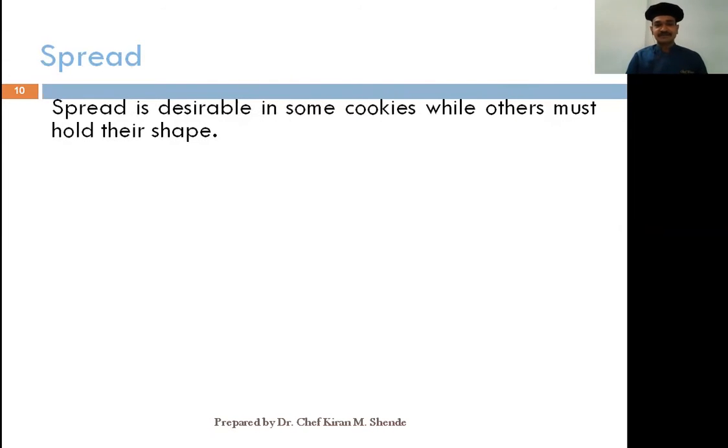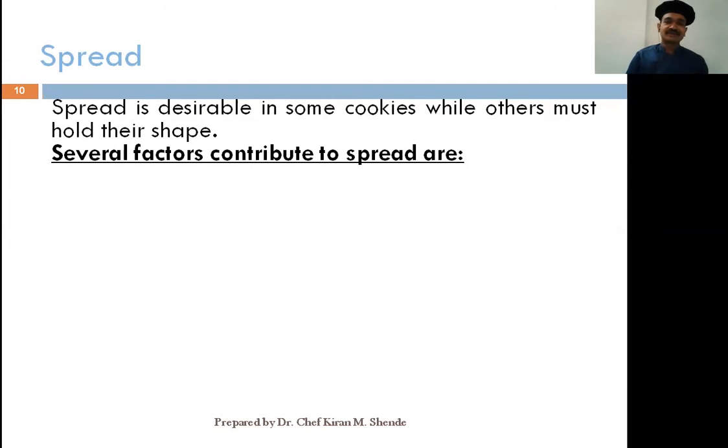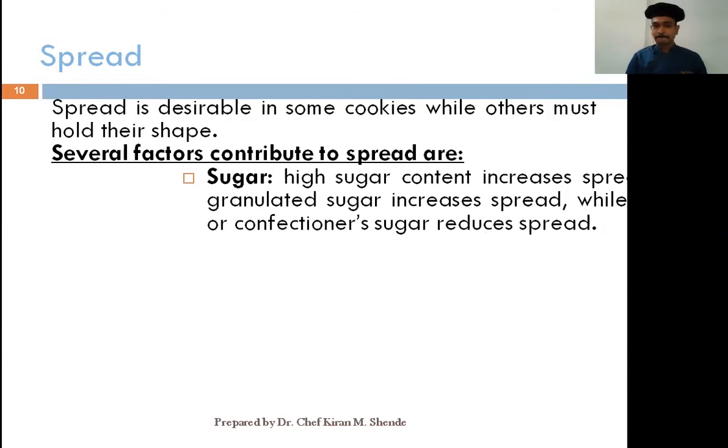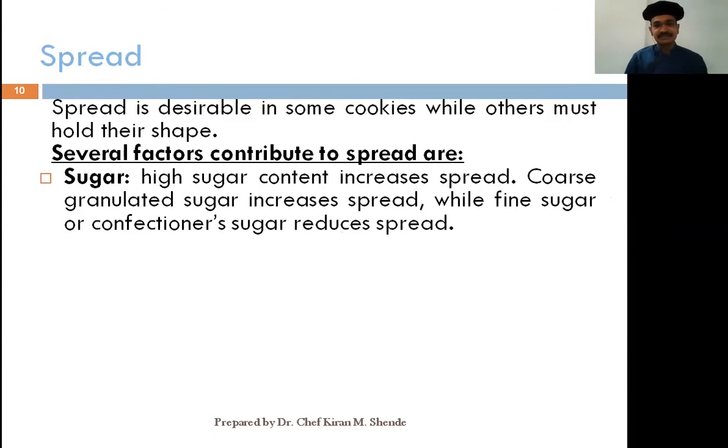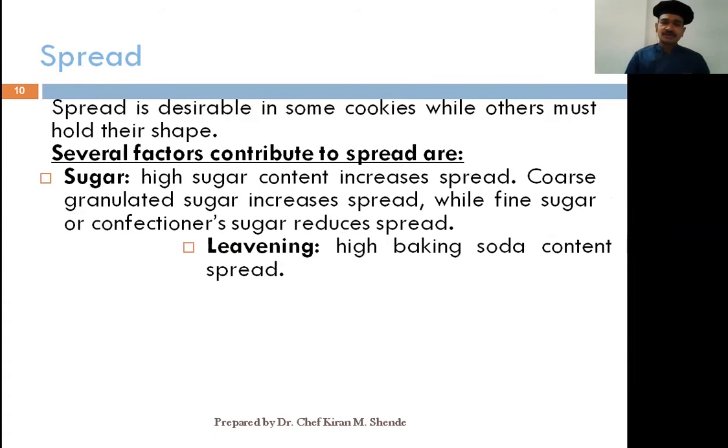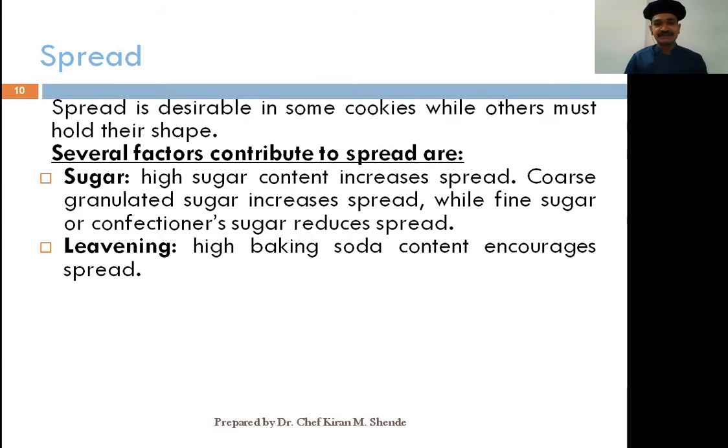The last characteristic of a cookie is spread. Now there are various desirable spreads; some cookies don't have a spread. So it depends upon how you want that cookie to be. Several factors contribute to spread. Sugar: high sugar content increases the spread. For example, if you use a granulated sugar, it will increase the spread. If you use sugars like castor sugar or a superfine sugar, it will decrease the spread.